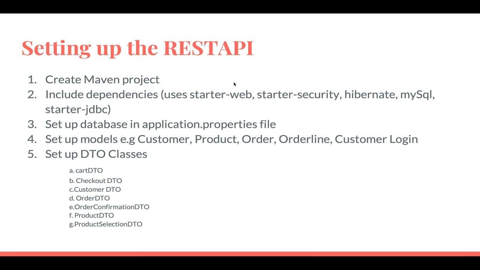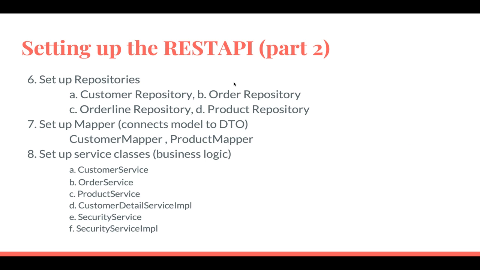file. And then my team and I set up the models that include the customer, product, order line, and customer login. Then we set up the DTO classes that include the cart, checkout, customer, order confirmation, product, and product selection DTOs. We set up the customer, order line, and product repositories, and then we set up two mappers, the customer mapper and the product mapper. And then we set up the service classes, which included our business logic for the customer, order, product, customer detail service, security service, and security service implementation.